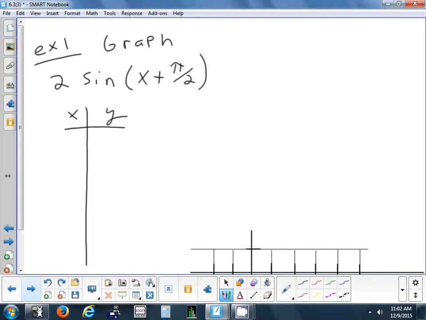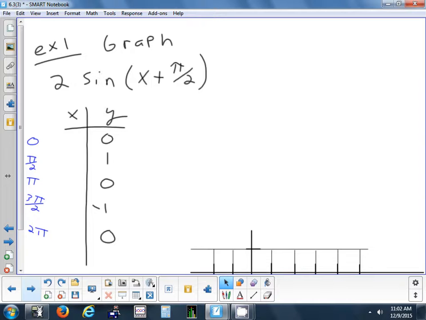Okay, what are my y values for sine? 0, 1, 0, negative 1, 0. Yep. And now we're going to take all of our original x's, 0, pi over 2, pi, 3 pi over 2, 2 pi. And what are we going to do to each one of them? Pi over 2. Yep, we're going to subtract pi over 2.